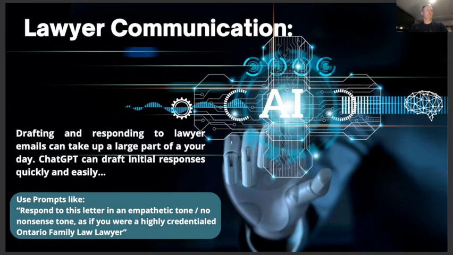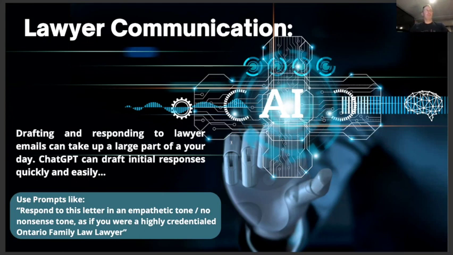And I think it's important to discuss how specific the prompts are that you need to give the AI engine that you're using, whatever it is, if it's ChatGPT or one of the other AI engines that are certainly available. So using prompts like "respond to this letter in an empathetic tone" or "respond to this letter in a no-nonsense tone, as if you were a highly credentialed Ontario family law lawyer," will get you the exact results that you're looking for.